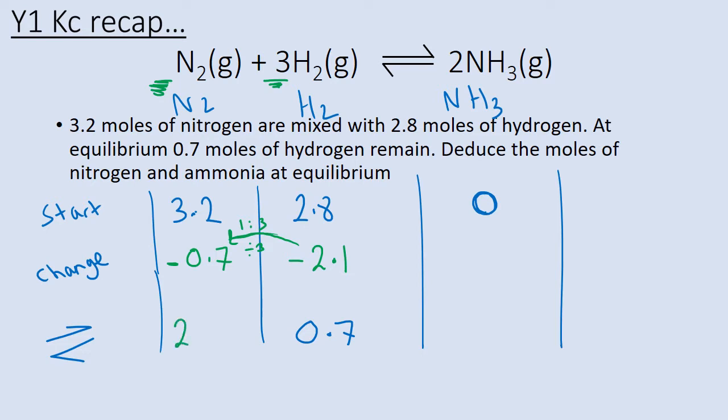And I can find out my moles then. So 3.2 take away 0.7 gives an equilibrium moles of N2 as 2.5. So I've calculated my moles of nitrogen. I now need to calculate the moles of NH3. This time it will increase, and it will increase by 2.1 divided by 3 times 2. The ratio is 3 to 2, so this will go up by 1.4, which means we'll have 1.4 moles of ammonia at equilibrium, since it started at 0.